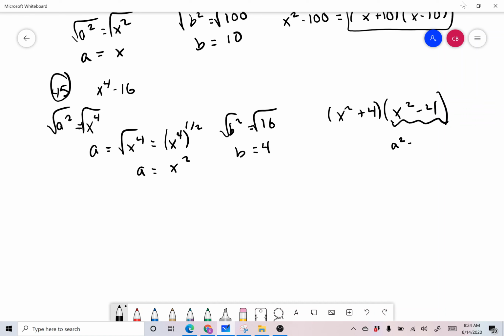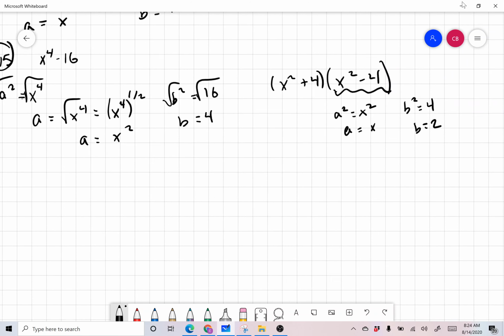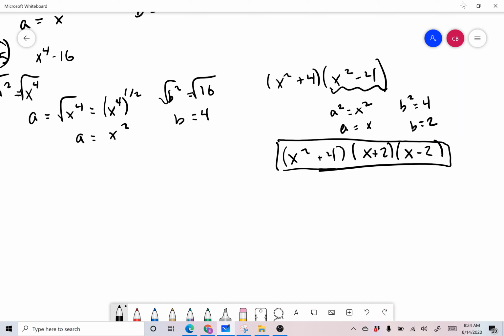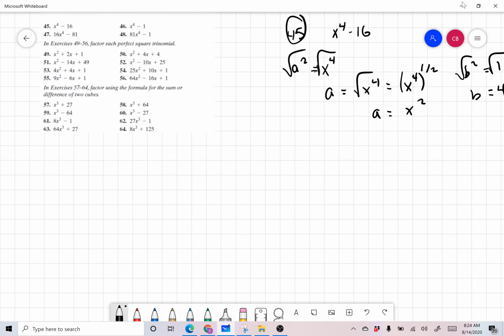We have a squared equals x squared, so a is equal to x. We have b squared is equal to 4, so b is equal to 2. Those are two perfect squares. So we have x squared plus 4 times x plus 2, x minus 2. This is a sum of squares, which does not have a formula. You cannot factor it, and therefore that is your solution. Okay, so that one's taken care of.